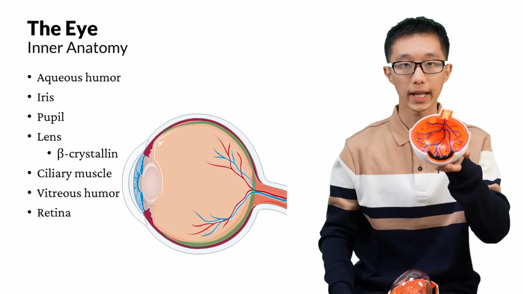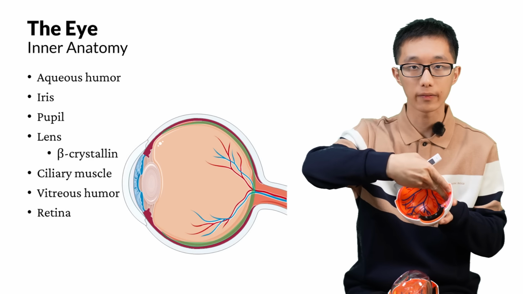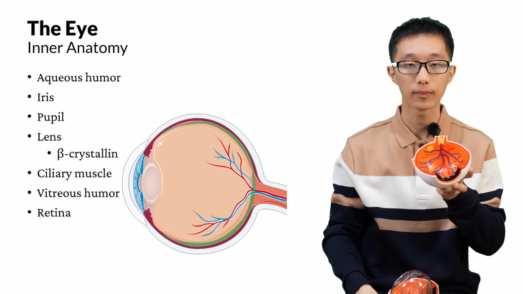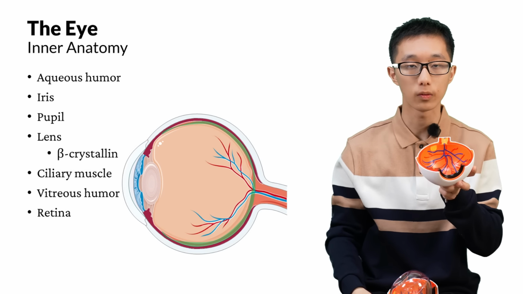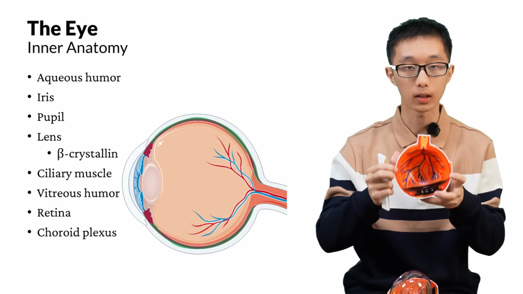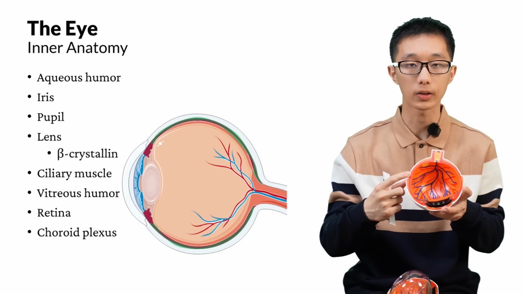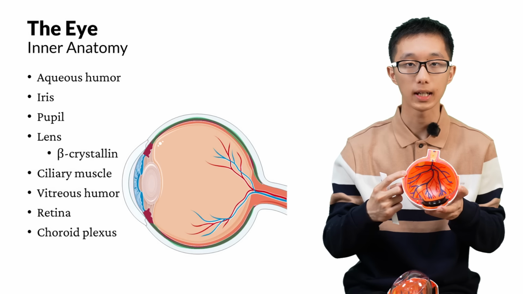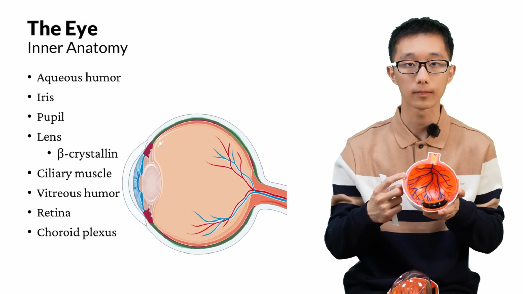Okay, now that we have the bare eye, the layer at the back of the eye is called the retina. The retina contains the vital cells for visual sensory. And underneath the retina, we have a layer called the choroid plexus. The choroid plexus contains the arteries and veins that supply and carry metabolic waste away from the retina. Okay, out with the eye.